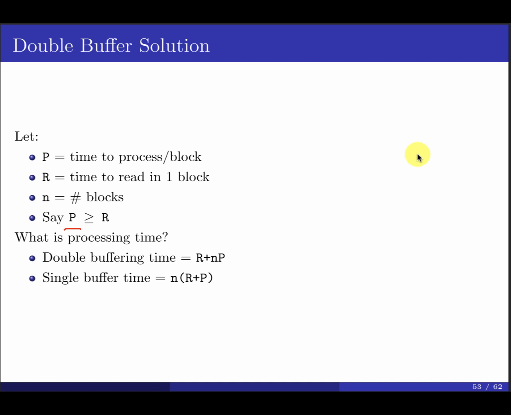Okay? So in this case, first, you have to read the first block. Then after that, you are going to read the second block, then process the first one. Then you're going to read the third block and process the second block, and so on. But this time is going to be dominated by the processing time. So in this case, I need to process n blocks. So you spend time only to read one block, then after that, n multiplied by the time spent to process the entire blocks.